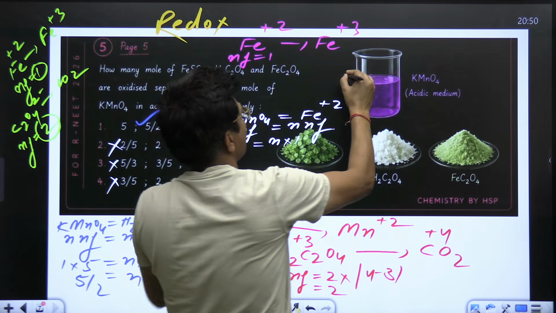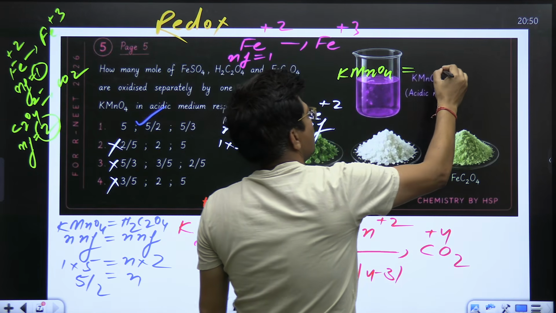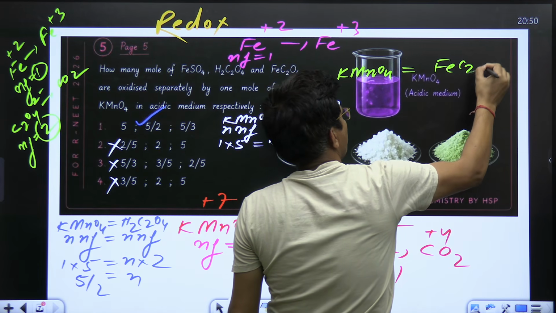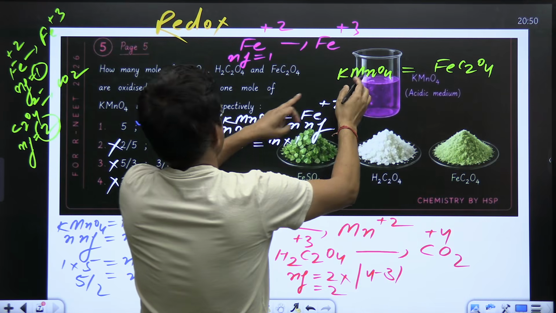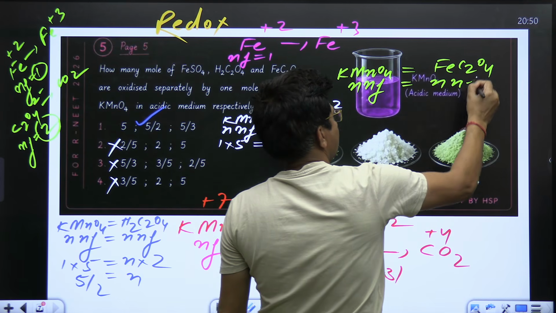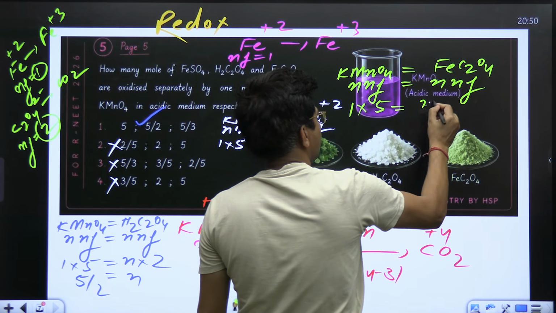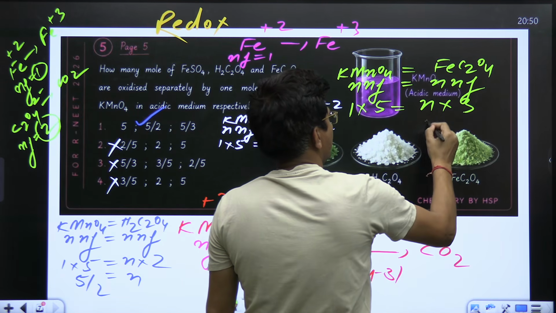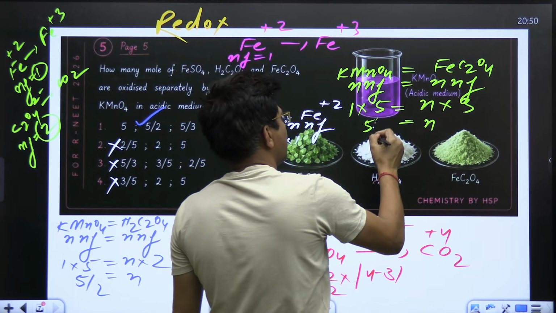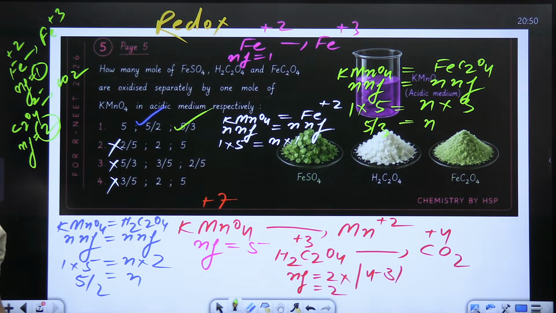So let me solve over here. KMnO4 into ferrous oxalate FeC2O4. So let me write down n into nf is equal to n into nf. Its moles given 1, n factor is 5. Its moles we don't know, n factor is 3. So n value will come out 5 by 3. We have got the answer.